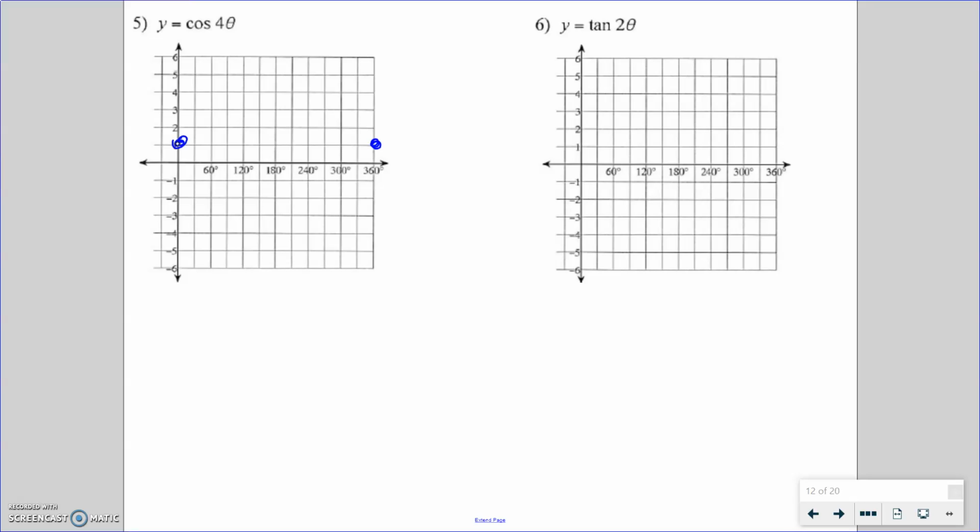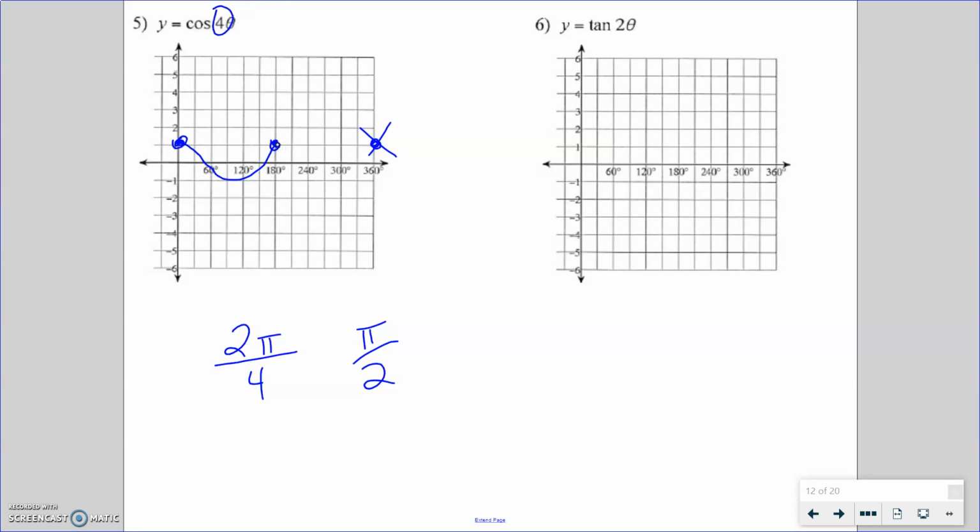So then we say, okay, but there's a 4 in the front. Well, typically the period is 2 pi. So now I'm going to divide by 4. So that means my period is pi over 2. So instead of this point being right here, it's going to be at 180. And I know it's going to kind of drop right around here and then come back up.